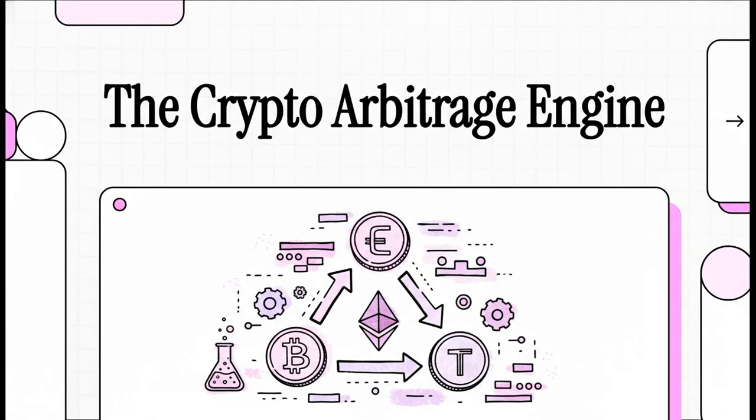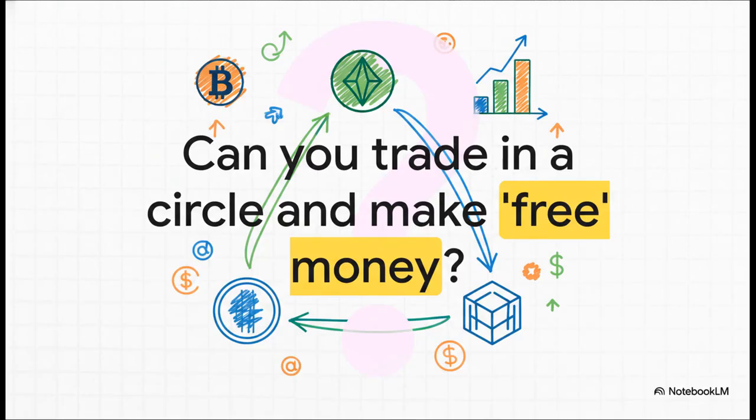What if I told you there might be a way to make money just by trading in a circle? Today, we're going to dive deep into the world of high-speed crypto trading to hunt for what's called a perfect money loop. We're going to explore a strategy called triangular arbitrage and see if it's actually possible to find free money just hiding in plain sight. All right, so let's get right to it.